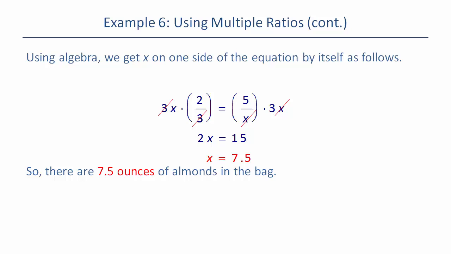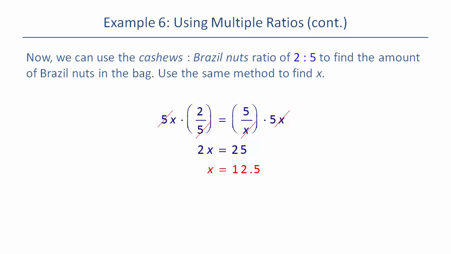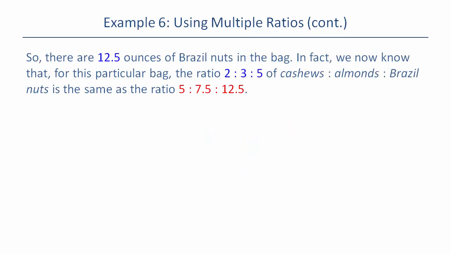And here's their work where they had x on the bottom, and it takes a little bit more. They still get the same answer, but it takes a second step because you didn't flip it. So technically flipping it was that one step, so it all works out in the end. But you get the idea. I think it's easier to put x on top. All right, then we repeat the process with the 2 to 5 ratio for Brazil nuts and get 12.5 for Brazil nuts. And we go, okay, there's our ratio, 5 to 7.5 to 12.5.